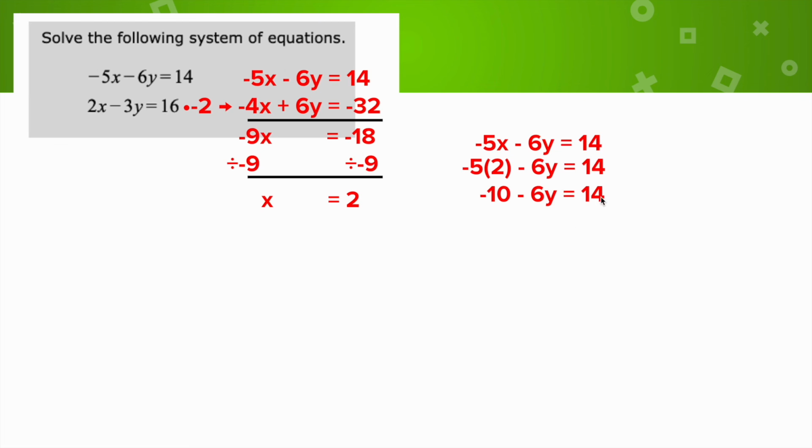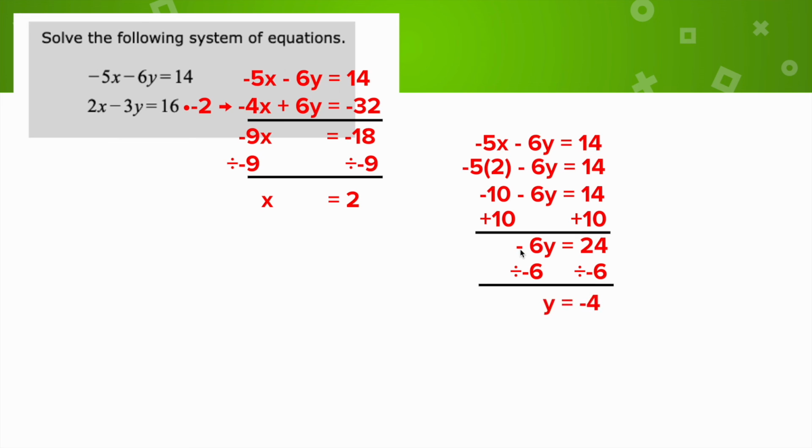So now I'm going to start solving for y. I'm going to add 10 to both sides. Negative 10 plus 10 cancels. Negative 6y drops down. 14 plus 10 is 24. So now I'm going to undo that multiplication with division. Again, don't forget to take the negative sign with it so that we just have y equals.